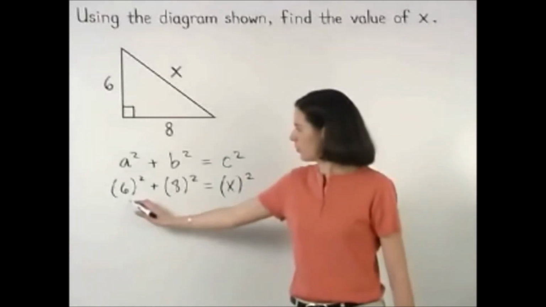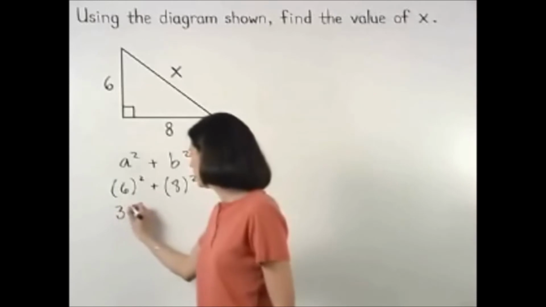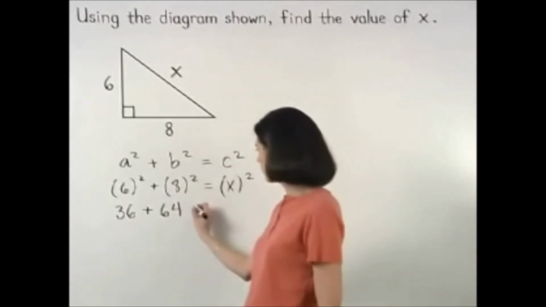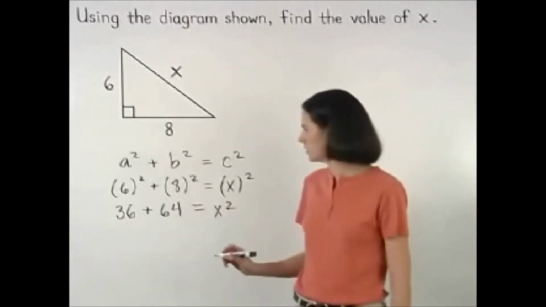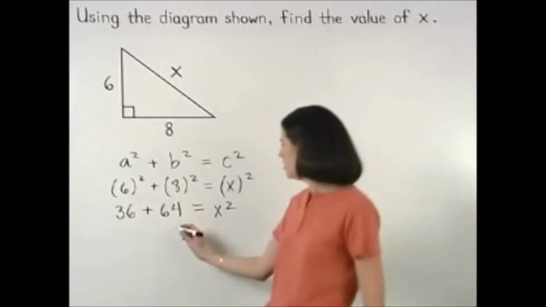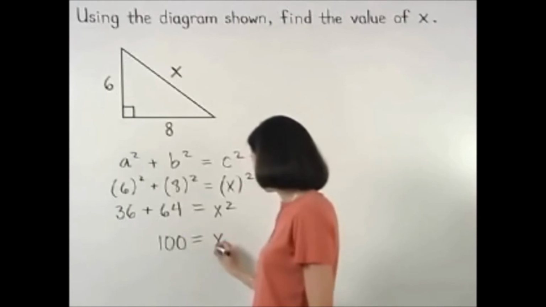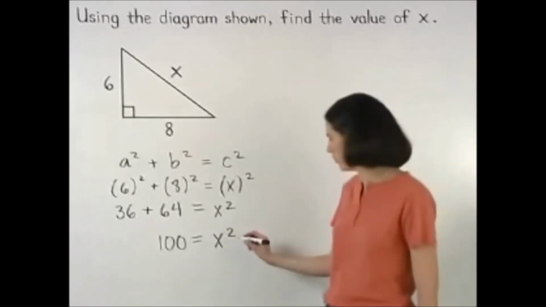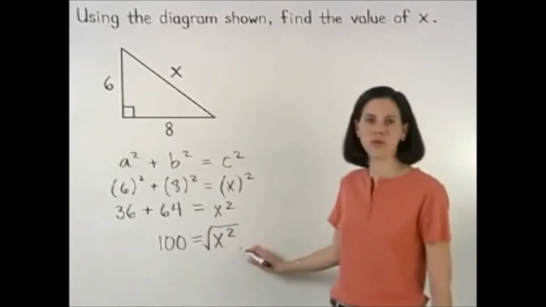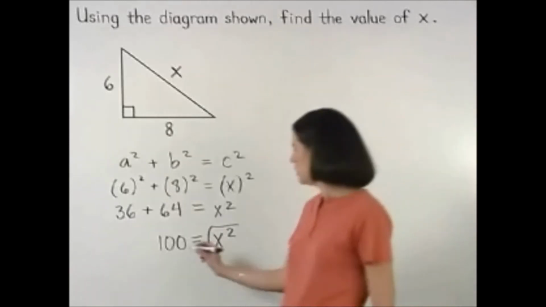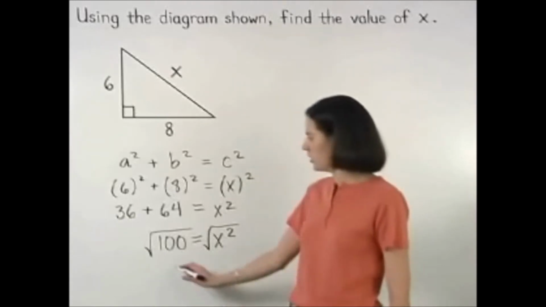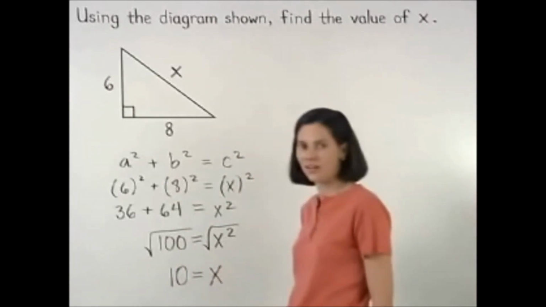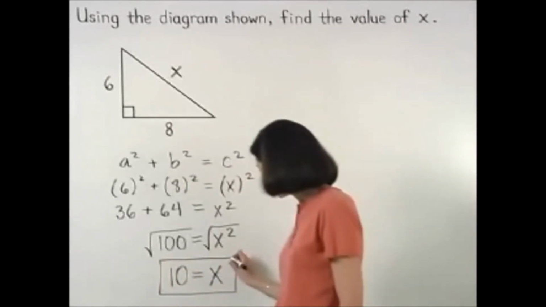Solving from here, 6 squared is 6 times 6, or 36, and 8 squared is 8 times 8, or 64. So we have 36 plus 64 equals x squared. 36 plus 64 is 100, so we have 100 equals x squared. Now to get x by itself, since x is being squared, we must take the square root of x, and if we take the square root of the right side of the equation, we must also take the square root of the left side of the equation. On the left, the square root of 100 is 10, and on the right, the square root of x squared is x. So our answer is 10 equals x.